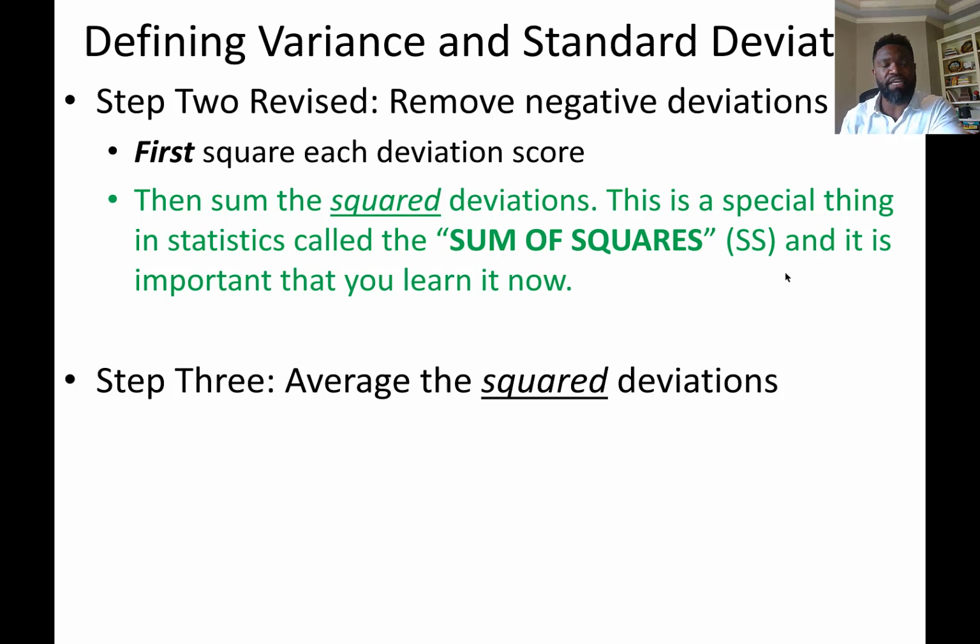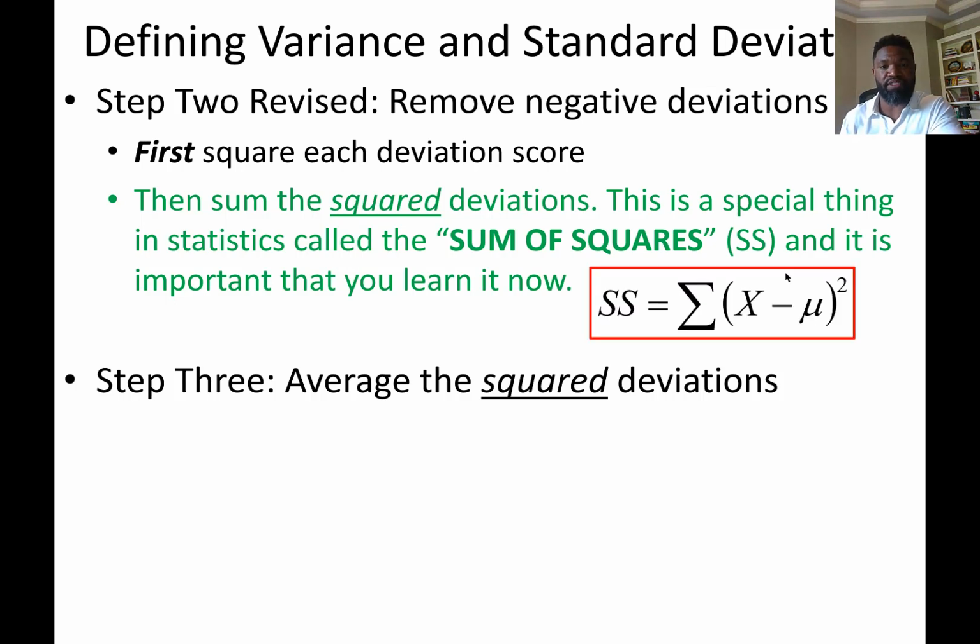Step 3 is we're going to average those squared deviations. Once we get those, we average them all together. I didn't pop this up, but what you should see is that the sum of squares equals each score minus the population mean, if you're doing it for the population, squared. That's the sum of squares, because you're not dividing by anything yet. That's the top part of our formula for variance.